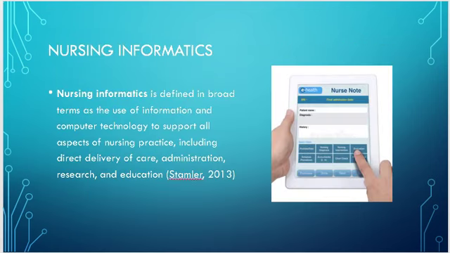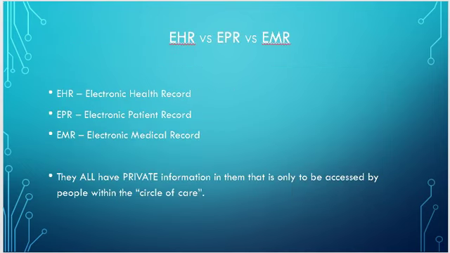So, nursing informatics, again, defined broadly in terms of the use of information and computer technology to support all aspects of nursing practice. This includes direct delivery of care, the administration of patients' records and care, research, and of course, education. So looking at the three different types of records, we have EHR, which is electronic health record, we have EPR, electronic patient record, and we have EMR, electronic medical record.